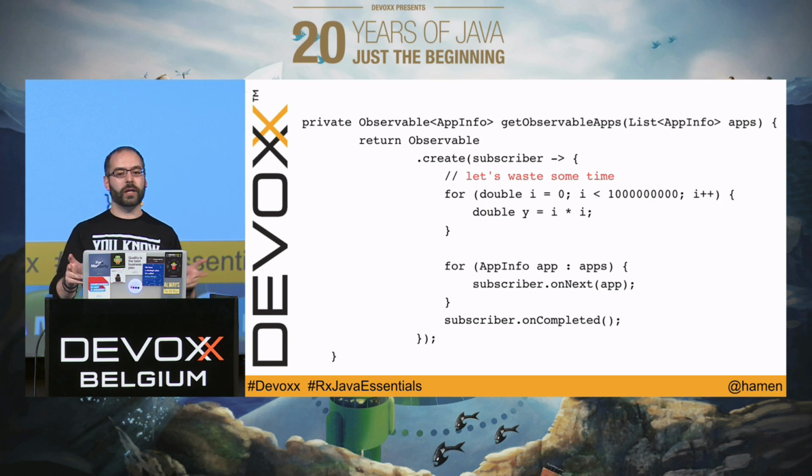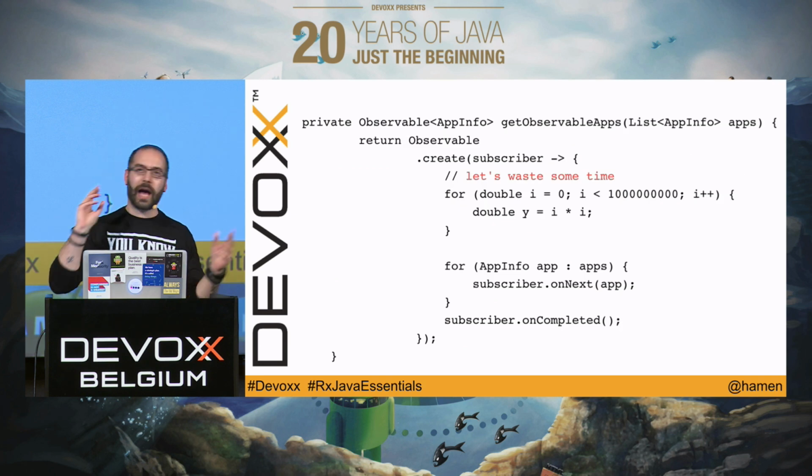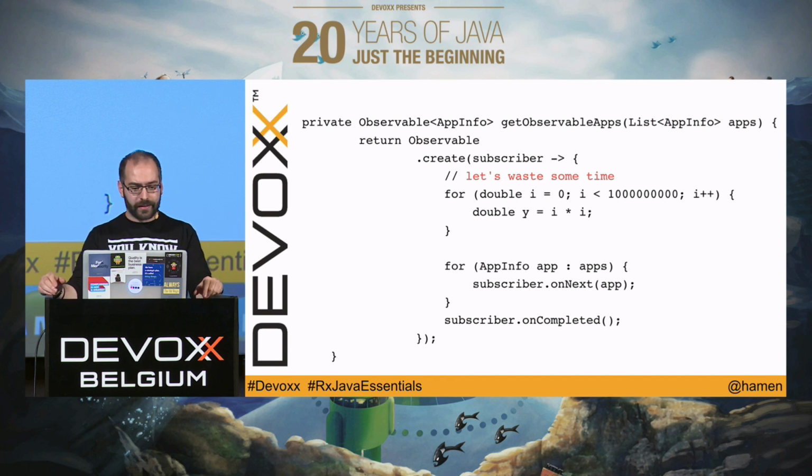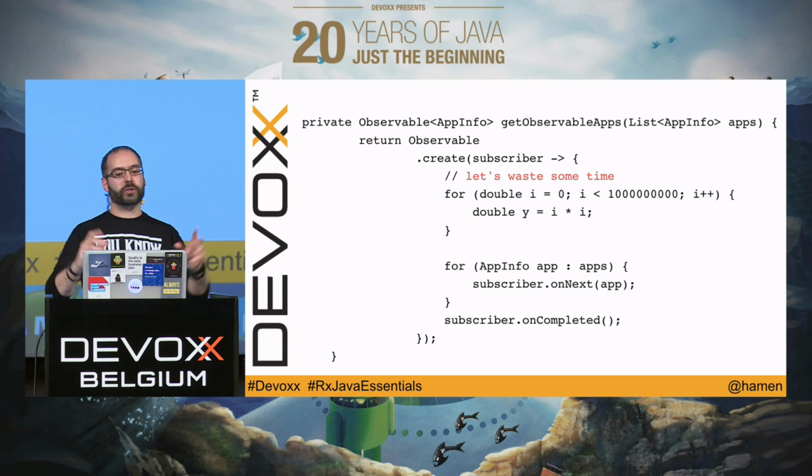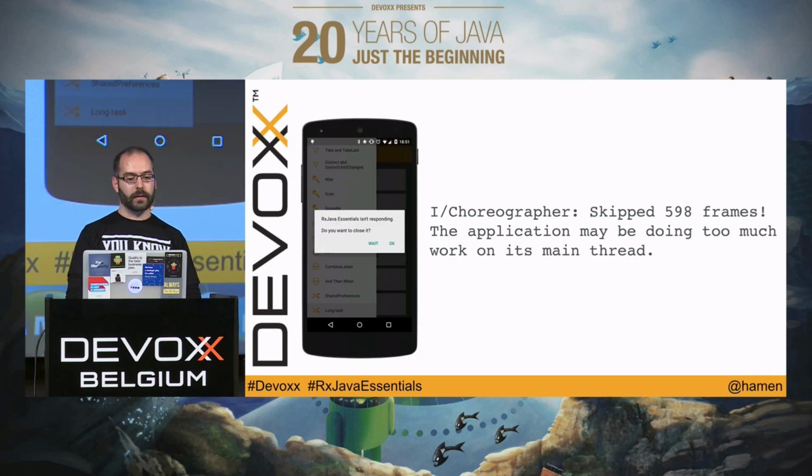What if I'm not doing I/O related stuff? We have this fancy create function that basically is just wasting time. At some point, we launch the app and the method executes, and we get "app is not responding." We got a skipped frames message. So how do we do this?